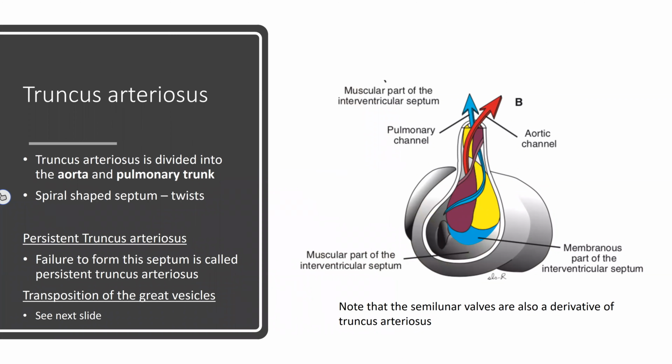The truncus arteriosus is the embryological form of what forms the aorta and pulmonary trunk, and the diagram shows that when it separates into the aorta and pulmonary trunk, the septum is very twisty.